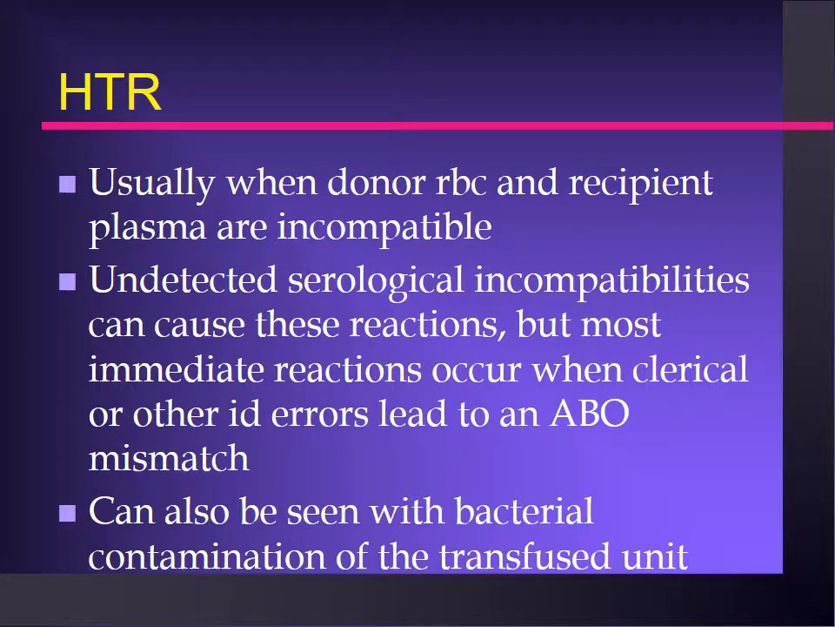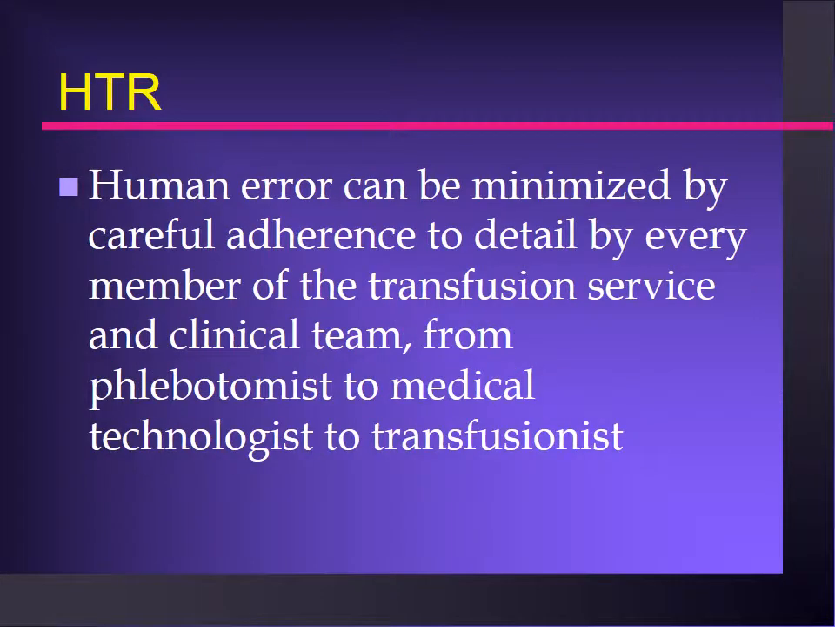Hemolytic transfusion reaction occurs when a donor red cell and recipient plasma are incompatible. Undetected serological incompatibilities can cause these reactions, but most immediate reactions occur when clerical or other ID errors lead to an ABO mismatch. You can also see a hemolytic transfusion reaction with a bacterially contaminated unit. Human error can be minimized by careful adherence to every detail by every member of the transfusion service and clinical team, from the phlebotomist to the medical technologist to the transfusionist.